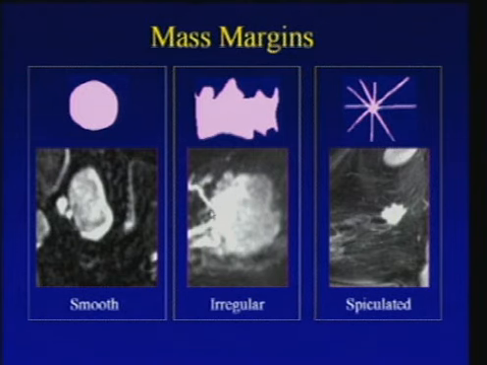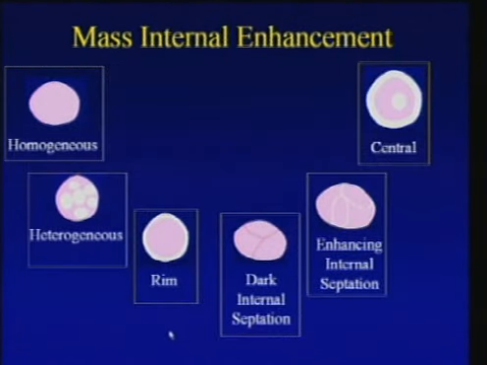This is an irregular margin. This was another cancer, and if it's really marked, this is what a classic cancer is going to look like. There's going to be spiculations, associated architectural distortion. So this is a spectrum from benign to worrisome mass margins. What, again, is unique to MR is this slide. This is the mass internal enhancement.